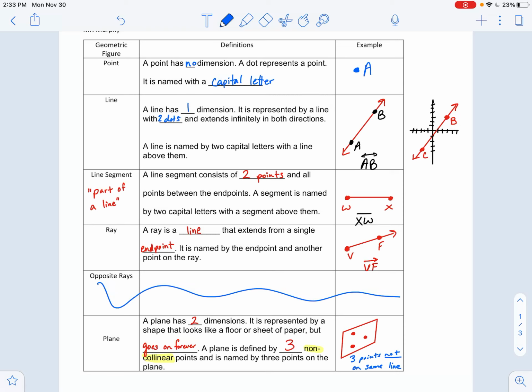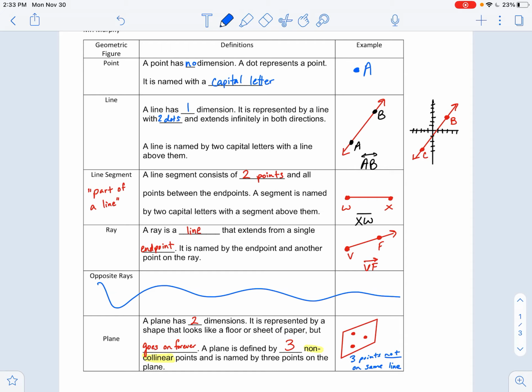Hey, good afternoon. Let's talk about our points, lines, and planes. Points, lines, and planes are going to be the basis of our geometry. These are sort of the building blocks of what we're going to use to make all of our geometric figures. So we're going to start with the simplest of all figures, a point.